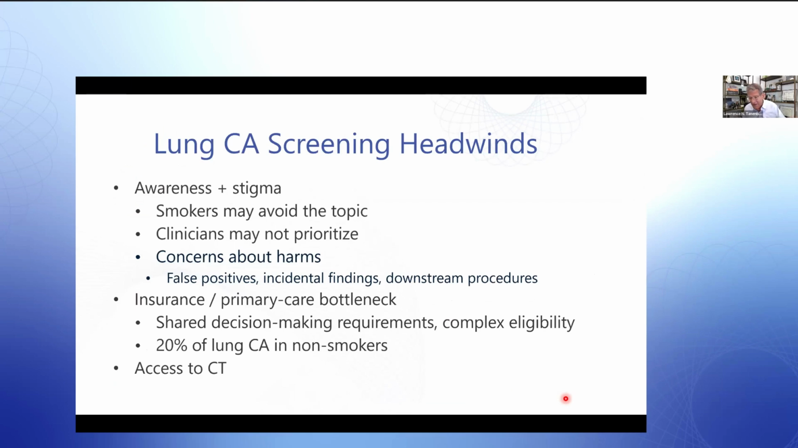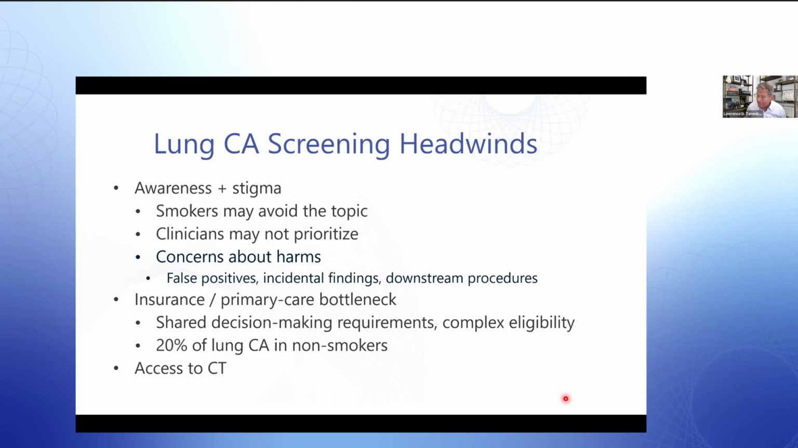Clinicians, because of the fuss involved in getting a CT scan, may choose not to prioritize the issue with certain patients, rather focusing on something that they can deal with that day. And there is some concern about harms, but I think that's largely been disproved by the results of the clinical trials. There is also some bottleneck caused by the payers, right? There's a lot of things that are required to get things into place so the ducks are in a row so that you can get that CT scan. And there are strict eligibility criteria. And as you may know, 20% of lung cancer occurs in non-smokers.